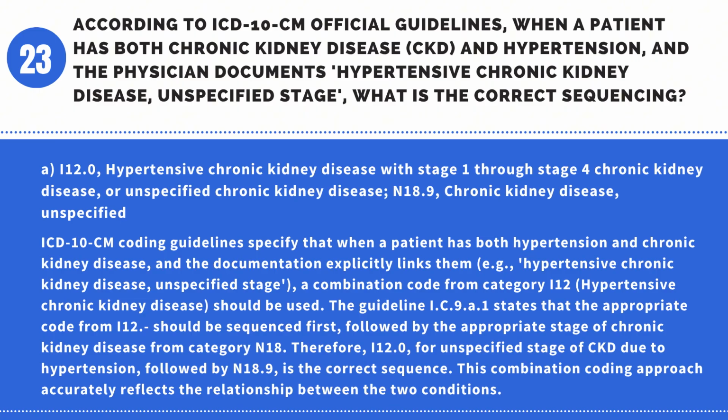I.C.9.A.1 states that the appropriate code from I12 should be sequenced first, followed by the appropriate stage of chronic kidney disease from category N18. Therefore, I12.0 for unspecified stage of CKD due to hypertension, followed by N18.9, is the correct sequence. This combination coding approach accurately reflects the relationship between the two conditions.